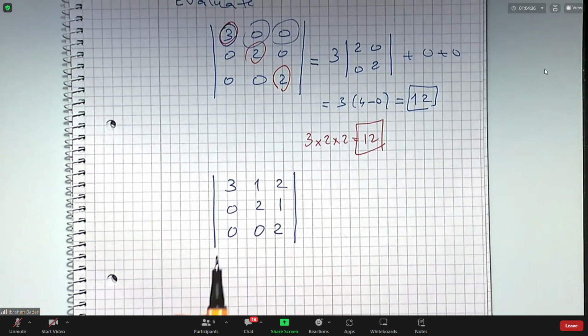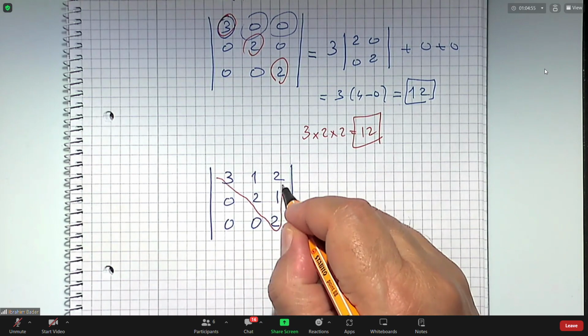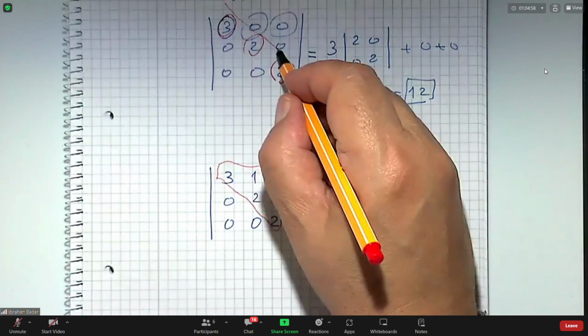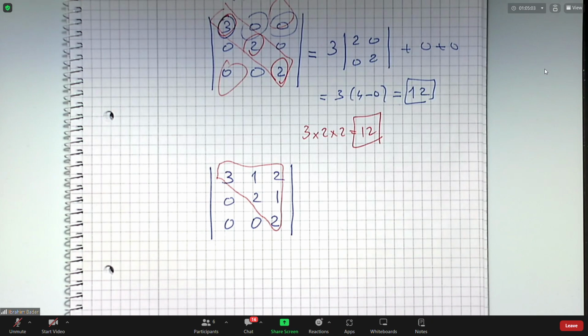Okay, try to evaluate this determinant. Let's see what you get. You see, this is upper triangular. It's not like the first one. You have the main diagonal, then zeros only on one side, the lower side. I just want to see some answers. What do you get?